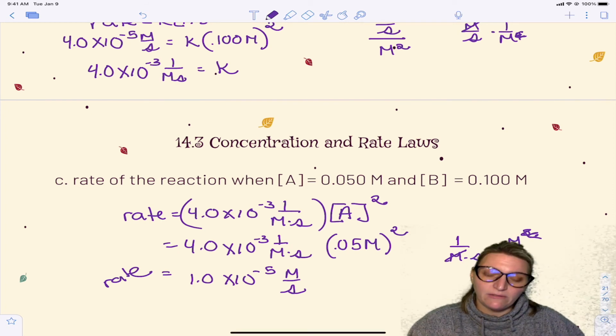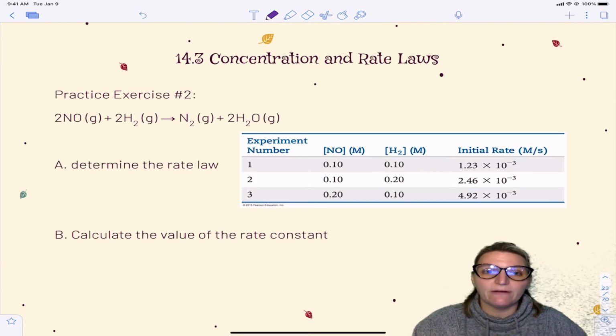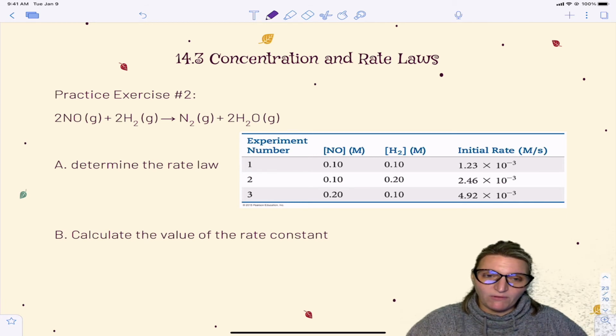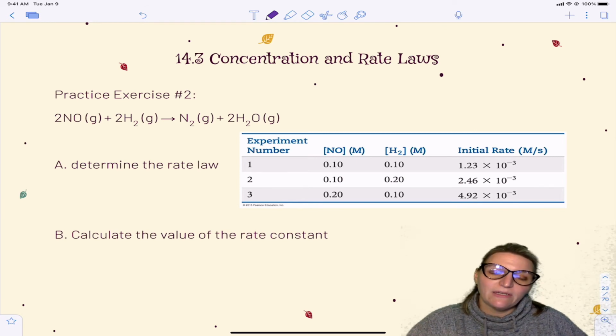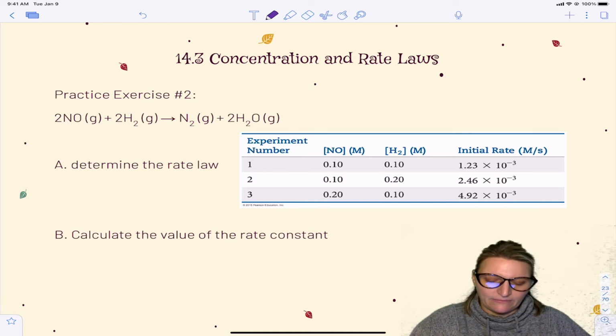Now, pause the recording here, go ahead and work on this problem on your own, and then unpause and check your answers. And if you didn't get them right, then go back and listen to me going through them again.